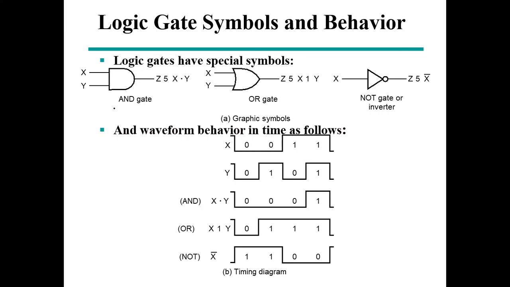This is the symbol of the AND gate. Okay, this is how we show it. This is the symbol of the OR gate. This is the symbol of the NOT gate. And then we talked about the buffer as well. So without this bubble on the other side, this is the buffer. Okay, so this is the symbol of the buffer.